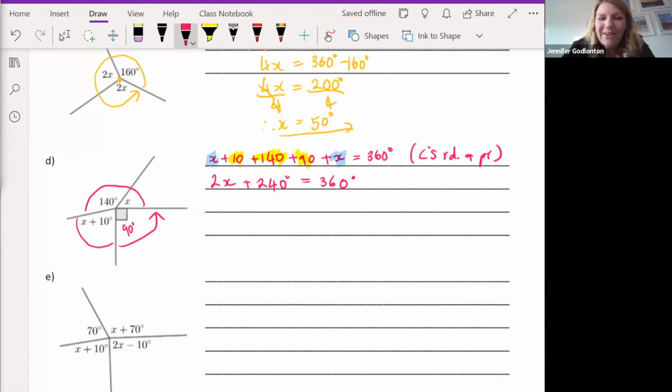Okay. All right. So now we're trying to solve for X. I'm going to move the 240 to the other side. So I'm going to have 2X is equal to 360 degrees minus 240 degrees. So 2X is going to be equal to 120 degrees. Then we need to divide both sides by 2. And so X is going to equal 60 degrees.